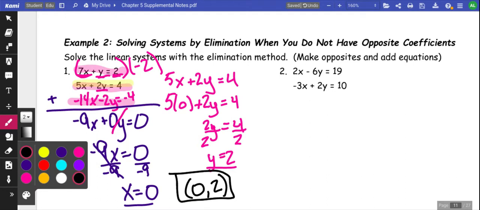Okay, so that's what I mean when I say sometimes they're not going to be set up so they automatically just cancel out. A lot of times you are going to have to go in and multiply one of these equations so that you get something that cancels out. That's the whole, it's called elimination. Sometimes we lose sight of that when we start doing a bunch of these problems. We forget what we're trying to do. We're eliminating one of these variables.